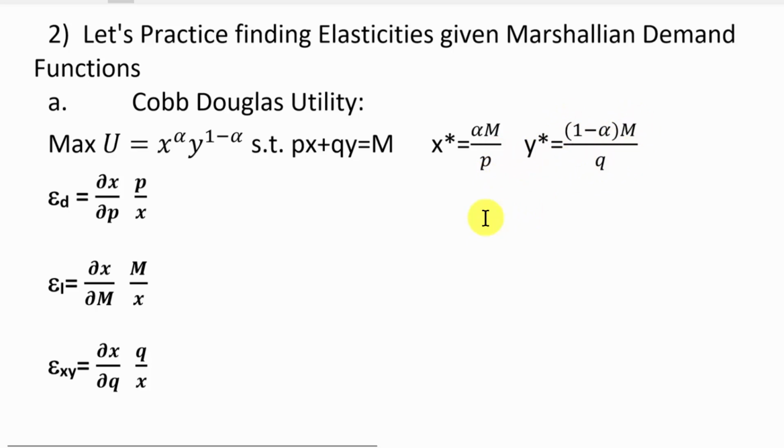So suppose we wanted to take those functions, and we're just going to focus on the one for X here. Suppose you wanted to know the own price elasticity of demand, the income elasticity of demand, and the cross price elasticity of demand. Let's derive these things and see how to simplify them here. So, as this function says, what we want to do is just take the partial derivative of this x function with respect to the price of x, and then multiply it simply by p divided by x.